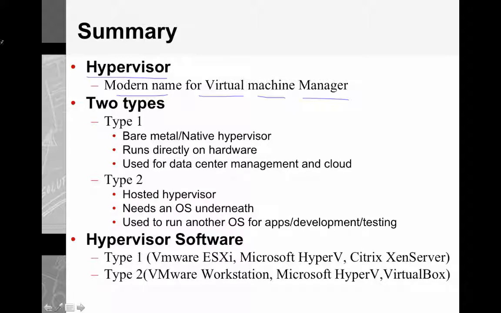There are two types of hypervisors, Type 1 and Type 2. Type 1 is also called the bare metal or native hypervisor because it runs directly on the hardware, and it's used for data center management and cloud. Type 2 hypervisor is also called a hosted hypervisor. It needs an operating system underneath. It is used to run other operating systems on top of an existing operating system, maybe for testing purposes, for development purposes, or even running some specialized operating system.